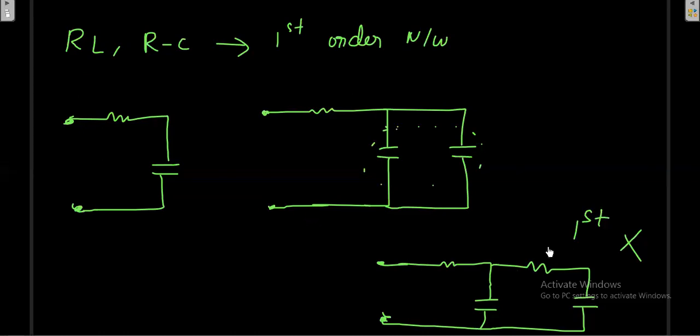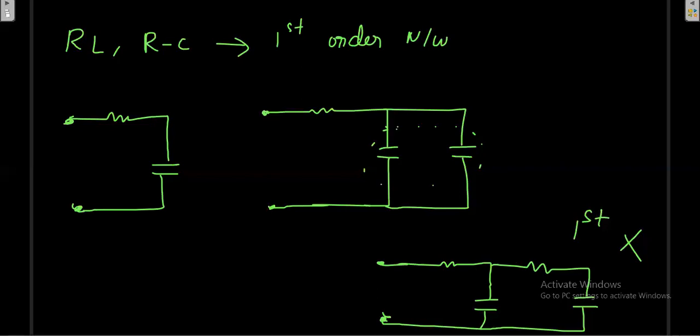But suppose the case is like this: here a resistor is there, a capacitor is there, again one more resistance and capacitance. Now you cannot combine these two capacitances either in series or in parallel. So once you write the differential equations for this network, it will be of second order. That means this is a second order network.